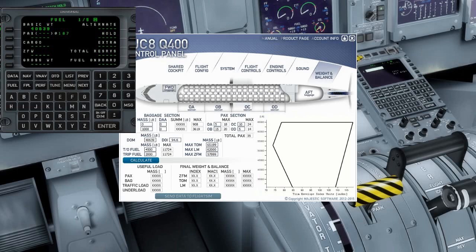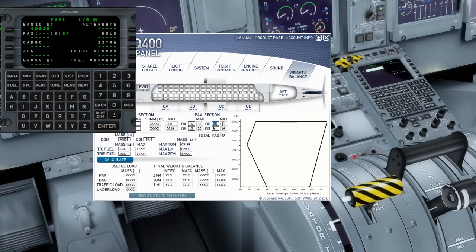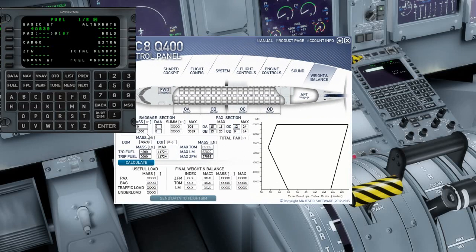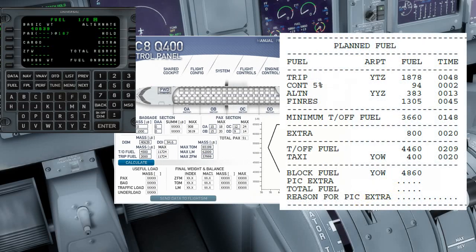Let's see here. Our flight plan today proposes 51 people, so we're going to need to bump these up a little bit, so we'll move 15 people in there. We'll put 9 people there, and then we need to add 2 more people in another zone, so we'll put them here. And we got 1,000 pounds of cargo, perfect. Our fuel burn for today, so our block fuel is planned as being, let's see here, 4860.